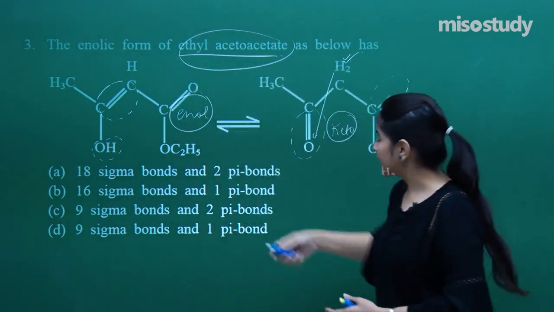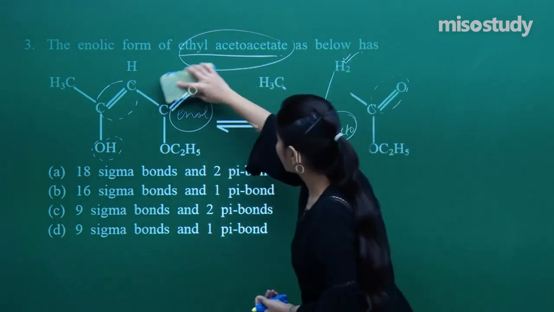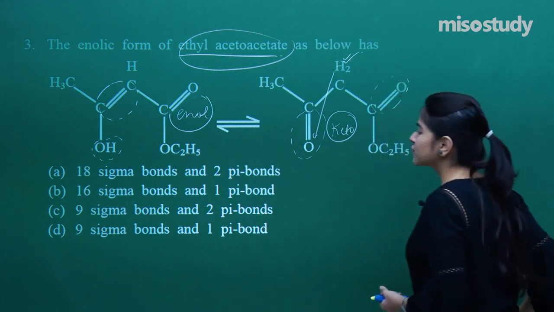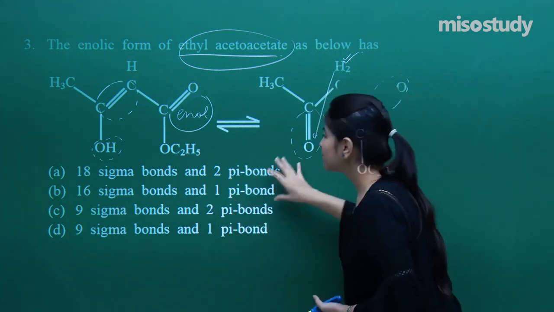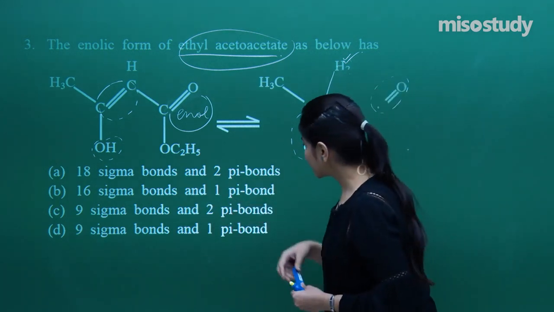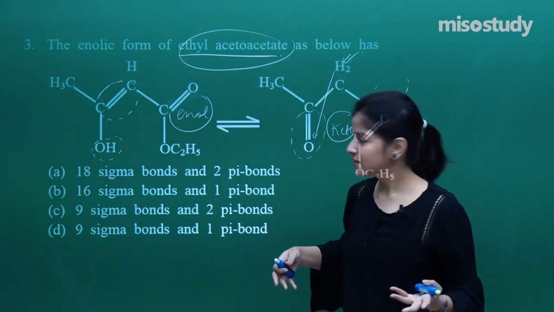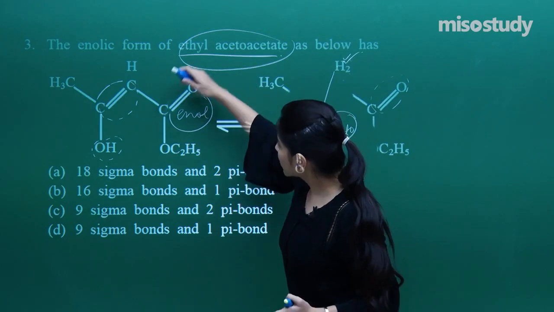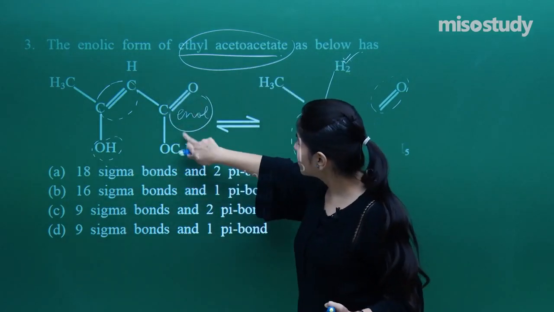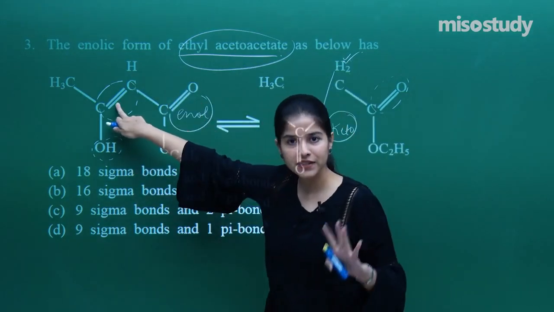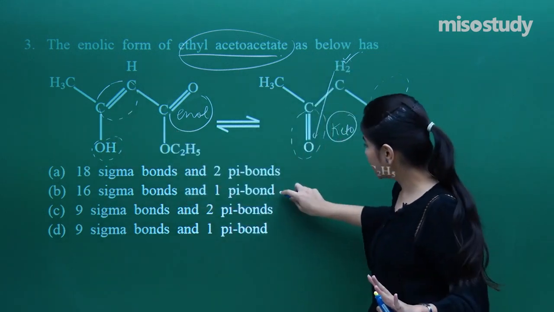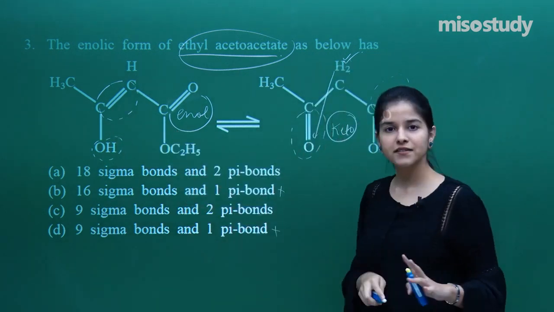So I need to again figure it out. What? A very simple thing. I need to just count the number of sigma and the pi bonds. Clear? So just by looking at the pi bonds, I can strike out 2 options. Clear? So how many pi bonds do I have in this enolic form? 1 and 2, clearly visible. So that means these 2 options will be incorrect.